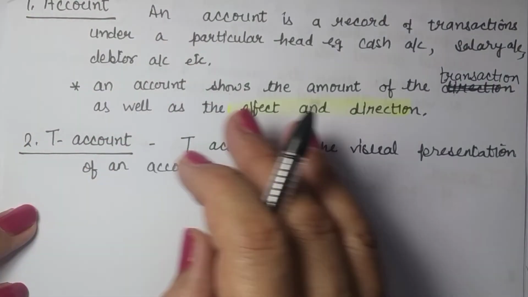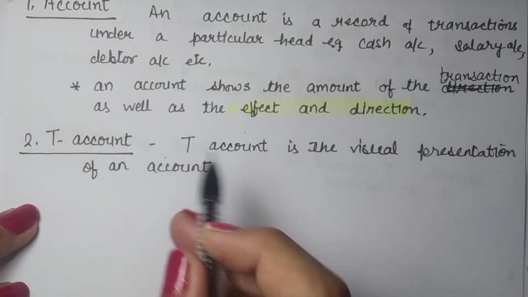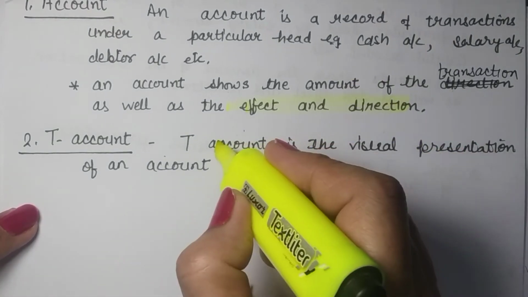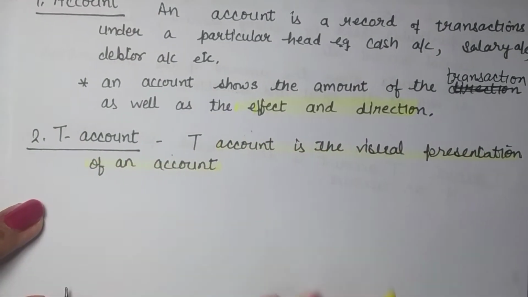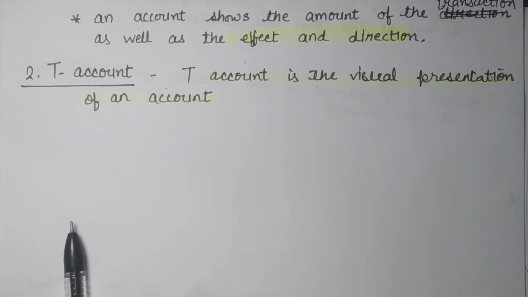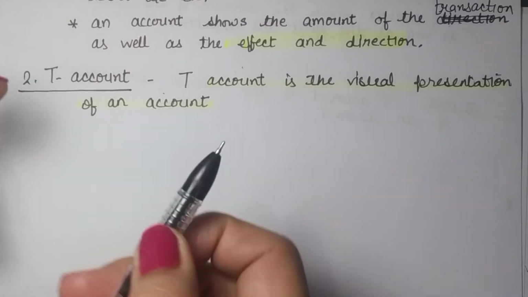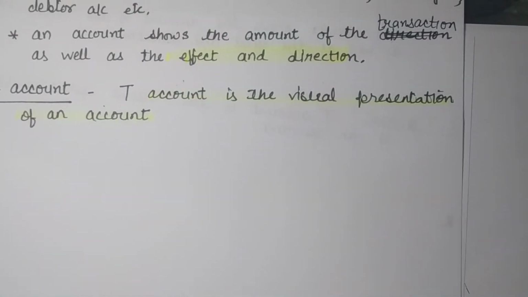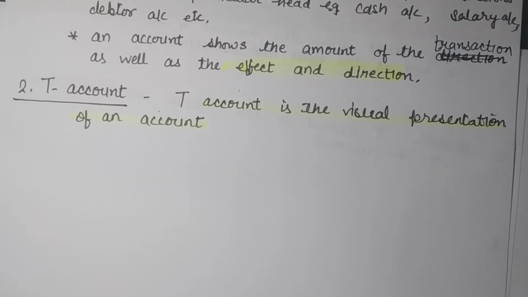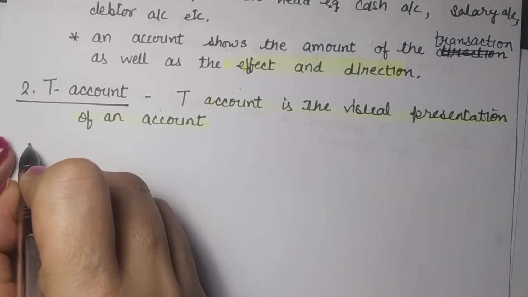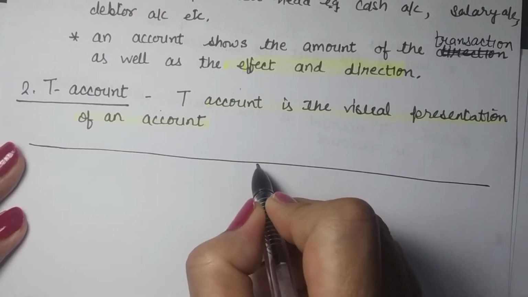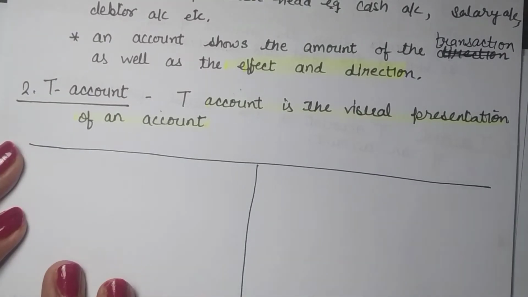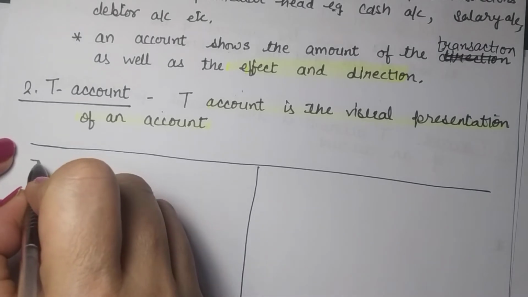Now this is shown or presented through a T account. So a T account is basically a visual presentation of an account. That is how we see an account is presented or shown through T account. So it is what we visually see. So what it means is that when you have an account, you will be showing it in the form of a T shape. This is how your account appears. It's a T, and your account will appear like this.